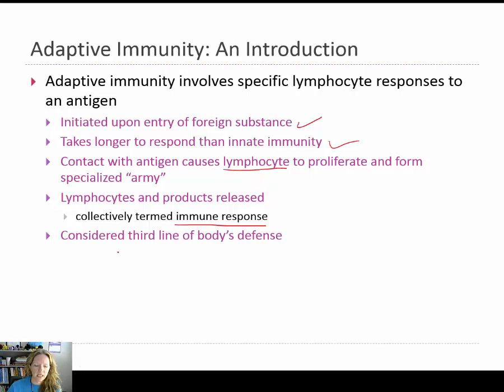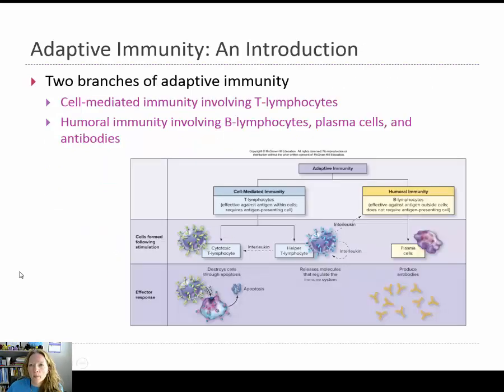Remember, first and second lines are in the innate immunity. So we have two branches. I don't want to say separate, because we're going to talk about how they work closely together. They are two branches that involve two different classes of lymphocytes. However, I want you to know that these are intermingled, very important, and rely on one another. So we have the cell-mediated immune response, or cell-mediated immunity.